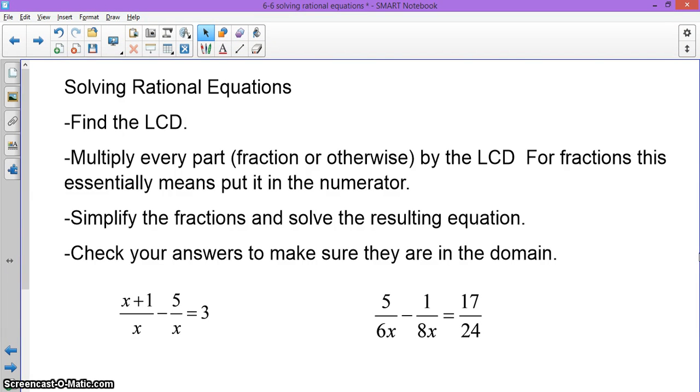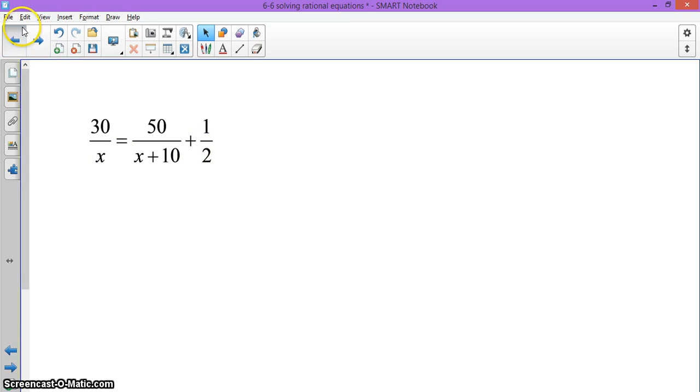Okay, I'm going to do 3 examples of solving rational equations. Rational equations are equations where the variable, or a variable expression, is in the denominator. So x is in the denominator. There is x plus 10, x, and so on.